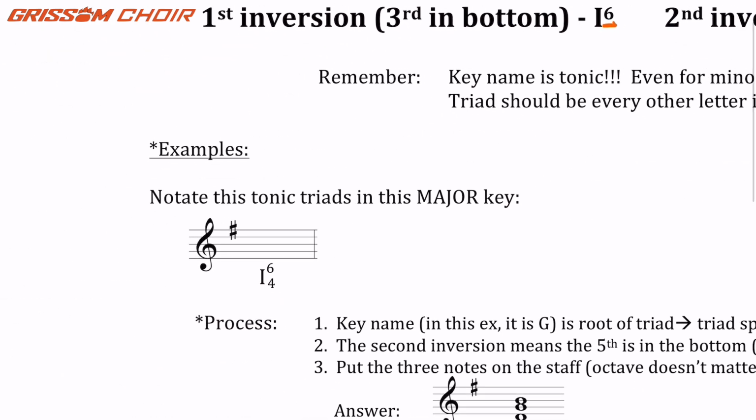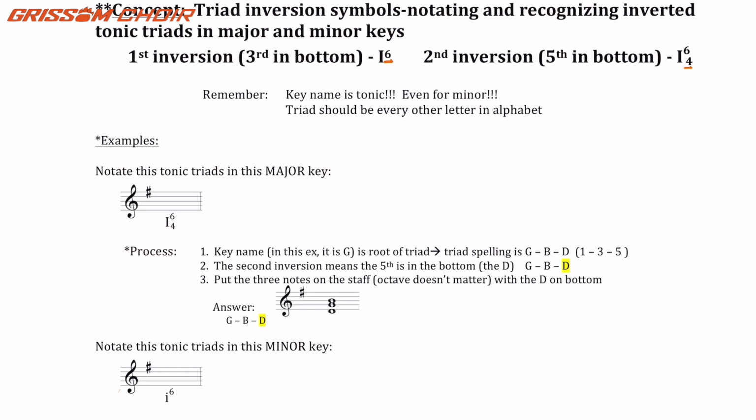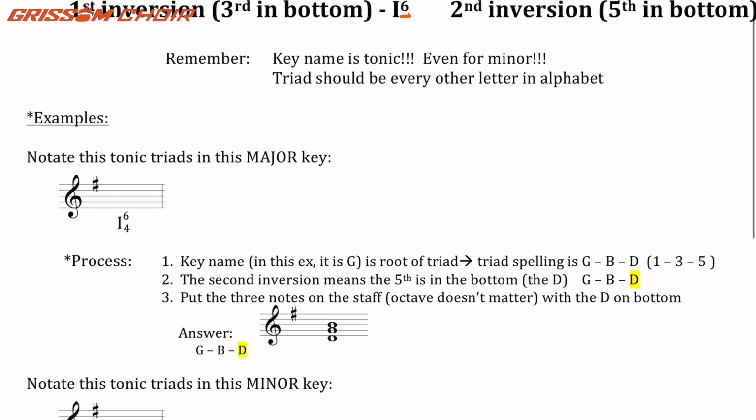So let's take a look at this first example. I'm going to zoom it out, and I'm going to read through it all before we do it. So, notating the tonic triad in the major key. We'll look at that example. We can notate and see that we are in the key of G major. G major has one sharp in it, and that is F sharp.